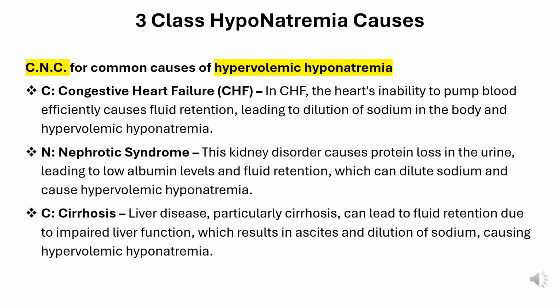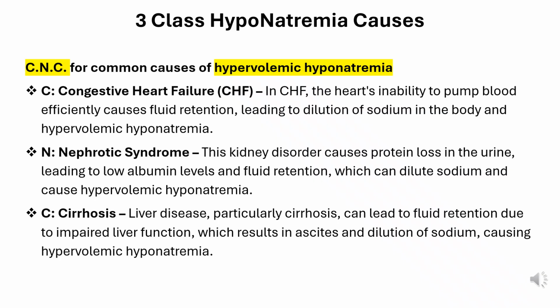The CNC mnemonic helps remember the common causes of hypervolemic hyponatremia, where there is an excess of extracellular fluid and low sodium levels. C: Congestive heart failure, CHF. In CHF, the heart's inability to pump blood efficiently causes fluid retention, leading to dilution of sodium in the body and hypervolemic hyponatremia. N: Nephrotic syndrome.